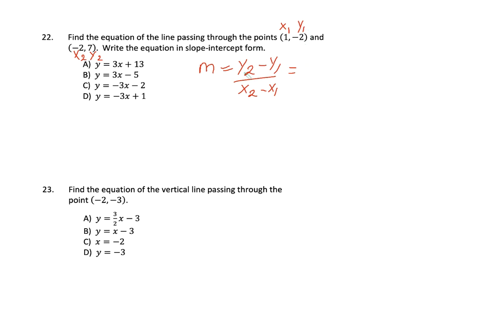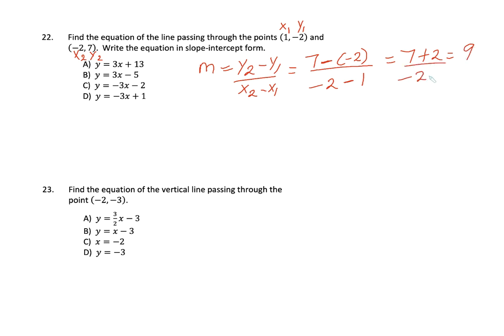So let's replace the y's and x's by their numerical values. So this will be 7, take away negative 2, over negative 2, take away 1. Now 7 take away negative 2 is actually 7 plus 2, which will give me 9.